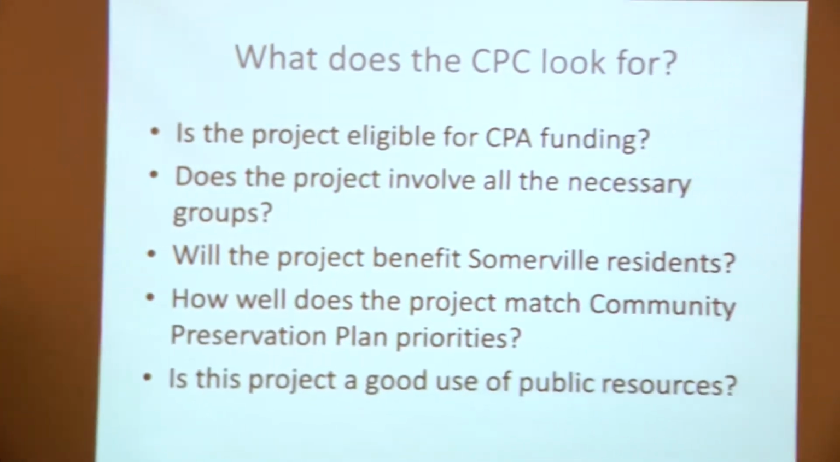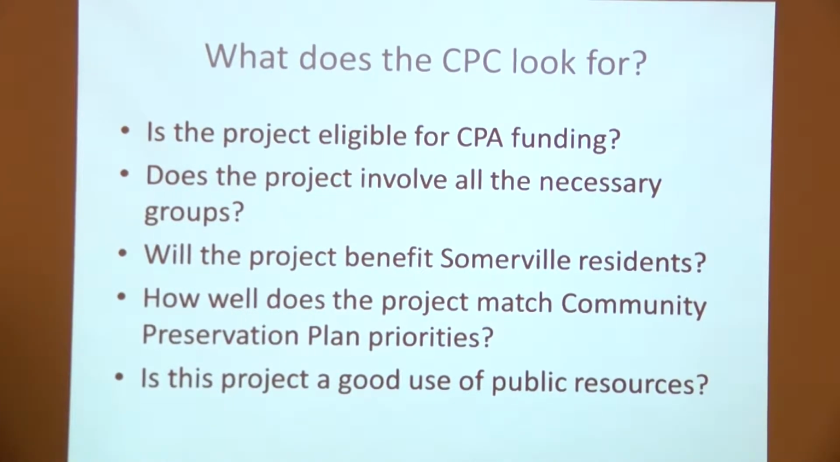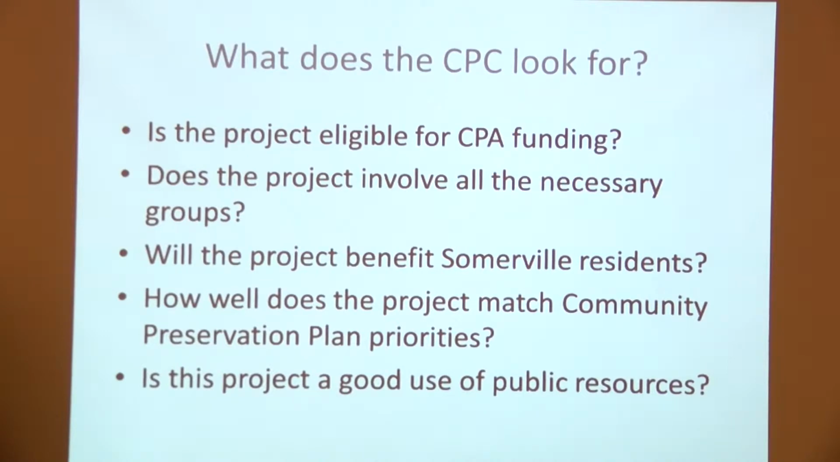So what does the Community Preservation Committee look for when they're considering applications? The very first step is, is the project eligible for Community Preservation Act funding? Does it meet what is required by the enabling legislation? But other things it looks at are, does the project involve all of the necessary groups and stakeholders? Is it going to provide benefit to Somerville residents? Does it match the priorities that were established in the Community Preservation Plan, which is based on community input?